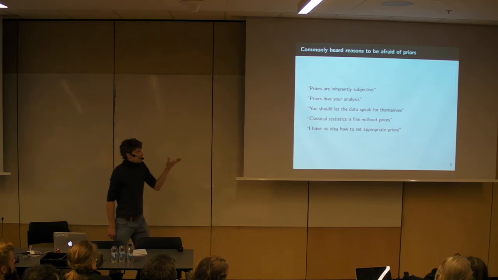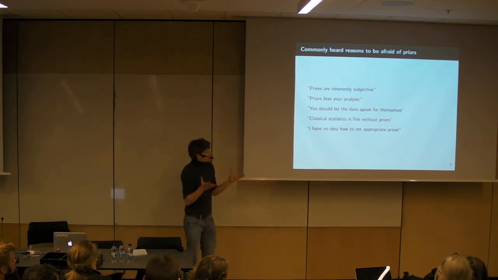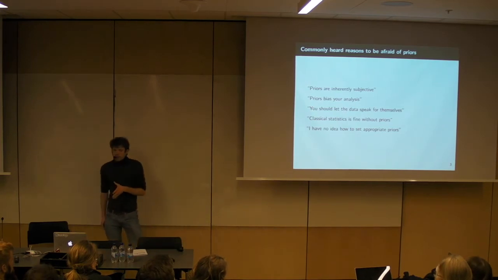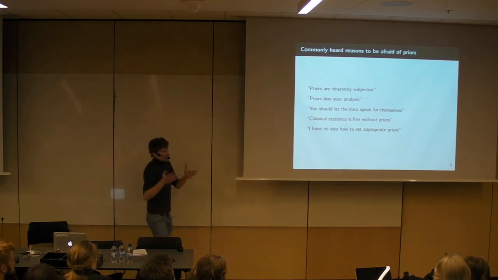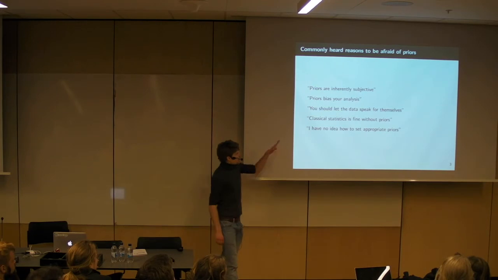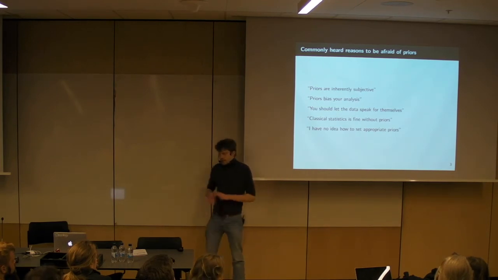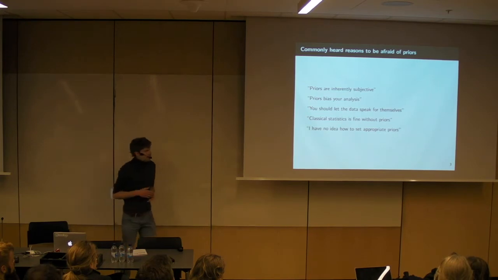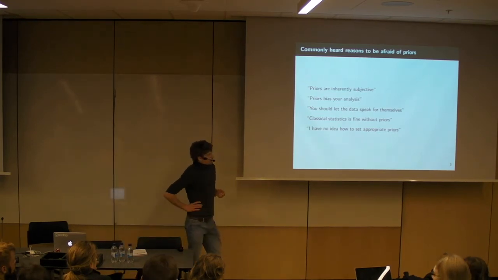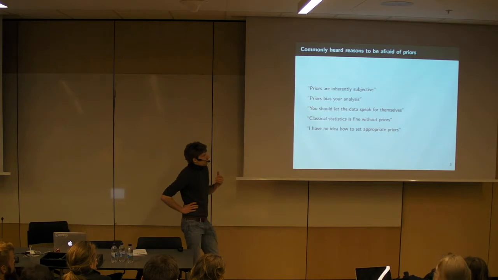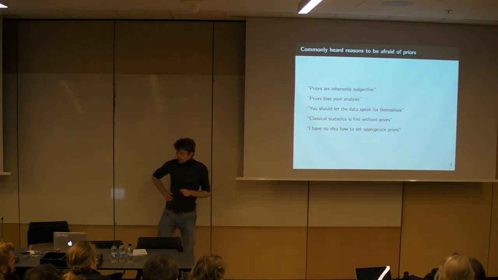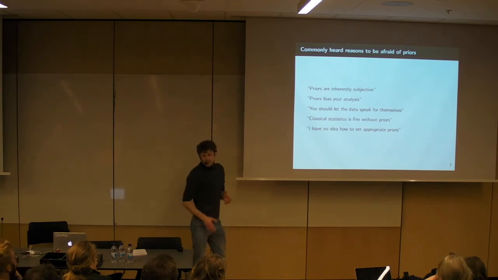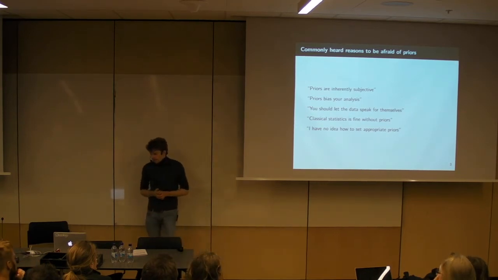Great. And then there are the classical pragmatist statisticians who don't use priors, so they're just using the likelihood, at least that's what they think. They say classical statistics is fine without priors, we just have the likelihood, that's enough. And then there are many people, and at some point myself as well, who say I have no idea how to set appropriate priors, and that's certainly something I can understand. I often don't know myself how I can set appropriate priors.